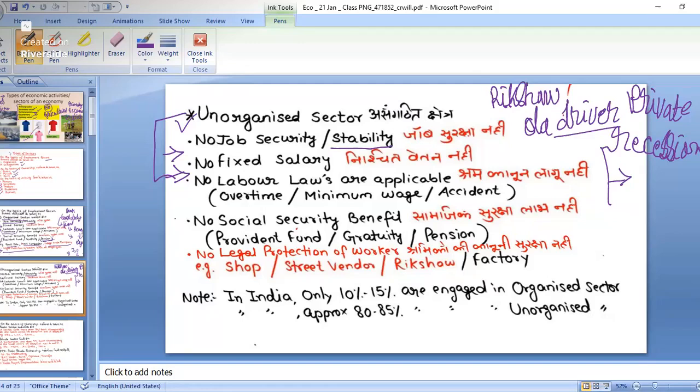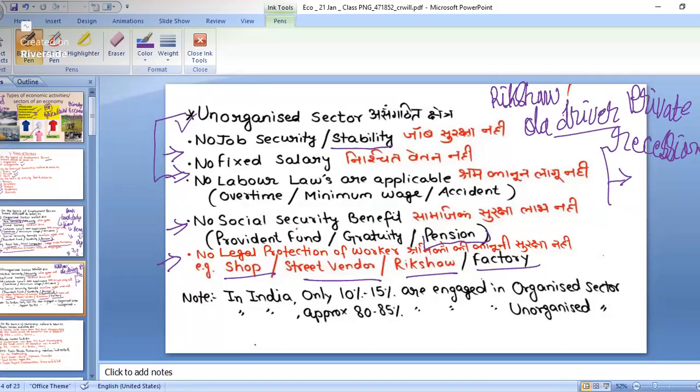Also, they don't get any social security benefit. If they leave their job or retire, there will be no pension activities, provident fund, or gratuity available to them. And there will be no legal protection of workers. Examples are shops, street vendors, rickshaw pullers, and factory workers. All these come under the unorganized sector.